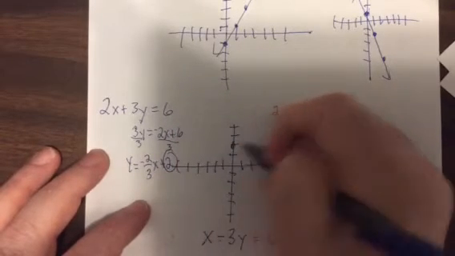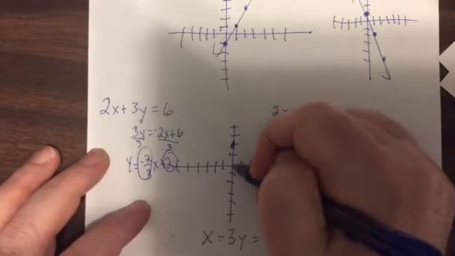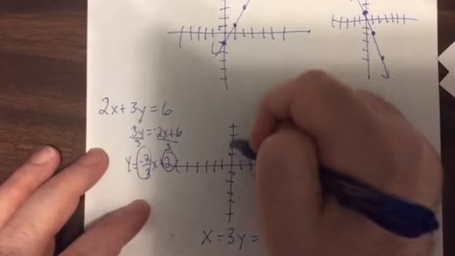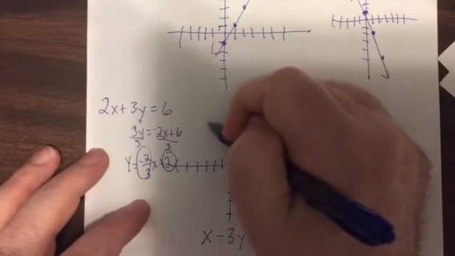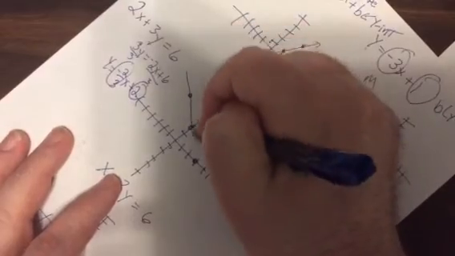Put a dot at 2. The slope is -2/3, so down 2, right 3. Or we could do up 2, left 3. 1, 2, 3.